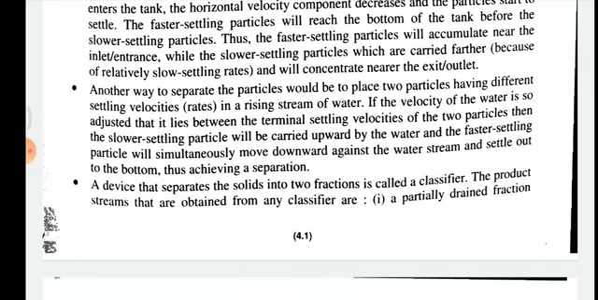Then next one is that a device that separates the solid into two fractions is called a classifier. Simply said, this is the definition given. What is a classifier and what is a clarifier? These definitions and the question are asked in GTU, so they are important terms. You have to remember them first. A classifier separates solid particles into two fractions only. That's it. A device that separates a solid into two fractions is called a classifier.